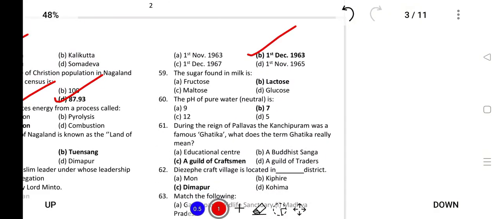December 1, 1963. The sugar found in milk is lactose, in fruits it is fructose, and glucose is the other sugar. Pure water has a pH of 7 on the pH scale.